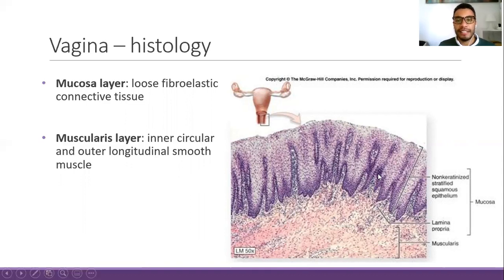So these histology components provide elasticity to the vagina. The vagina has a length of approximately 9 centimeters, but this tissue is so elastic, it can reach like 12 centimeters when it's totally elastic. Okay.